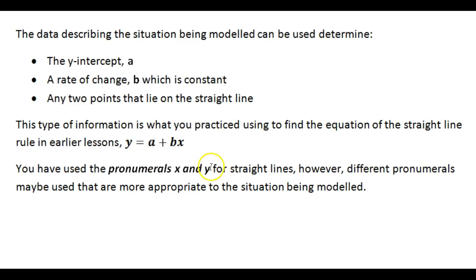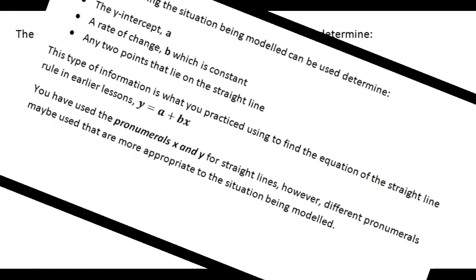The other thing to bear in mind when we're doing linear models, often we change the name of our pronumerals so that they're appropriate to the situation being modeled. For example, if y was distance, I might use lowercase d, or if x was time, I might use lowercase t. Let's look at a simple example with tomato plants so we get the idea.